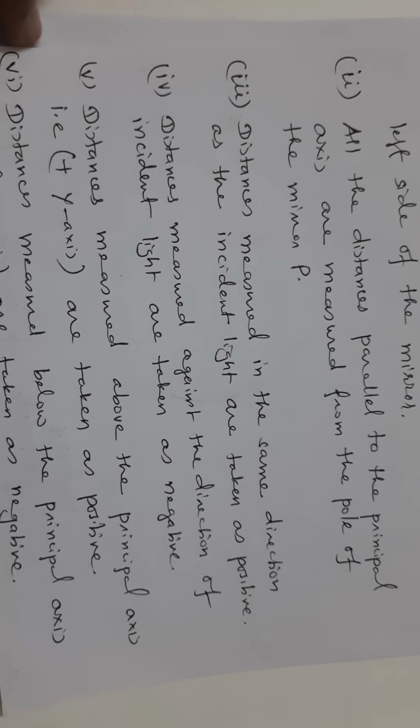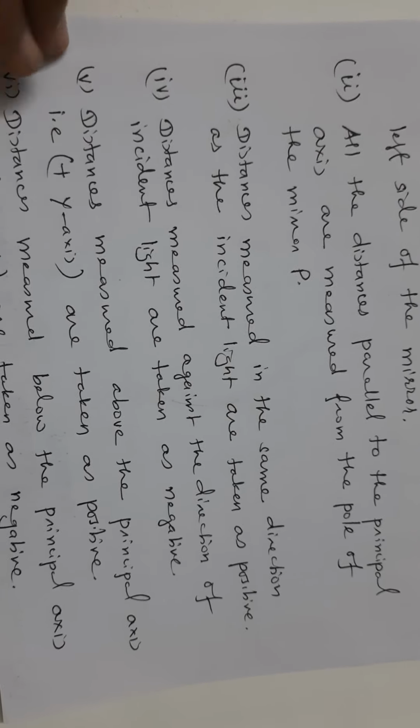And the fifth point is, distances measured above the principal axis, that is in the positive y direction, are taken positive. And distances measured below the principal axis, that is the negative y-axis, are taken as negative. So do remember this sign convention for spherical mirror.